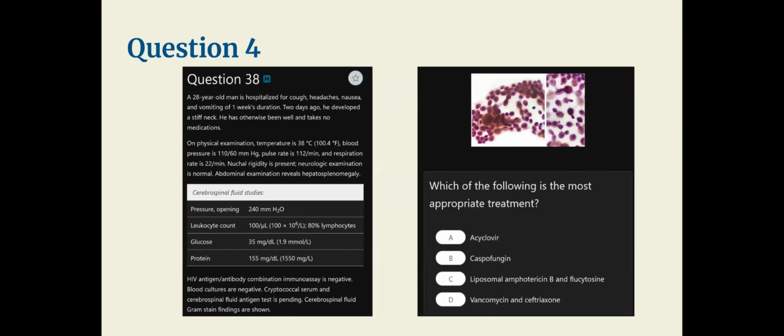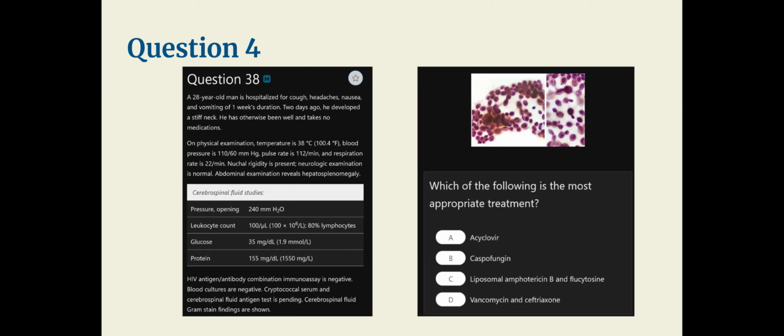Next question is a 28-year-old man hospitalized for a cough, headaches, nausea, and vomiting of 1 week's duration. 2 days ago, he developed a stiff neck. He has otherwise been well and takes no medications. On physical exam, temperature is 100.4 degrees Fahrenheit. Blood pressure is 110/60, and pulse rate is 112 beats per minute. Respirations are 22 per minute. Nuchal rigidity is present. Neurological examination is normal. An abdominal examination reveals hepatosplenomegaly.